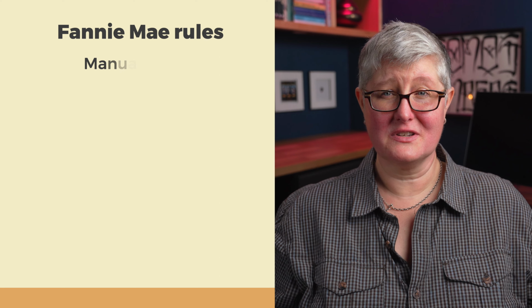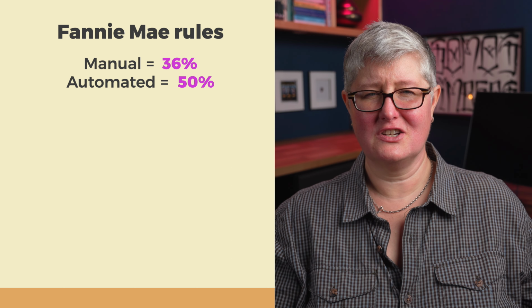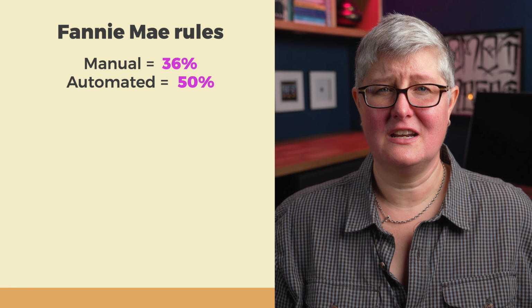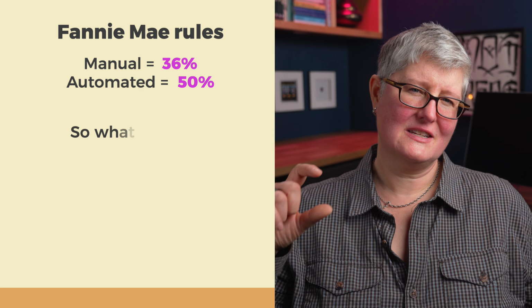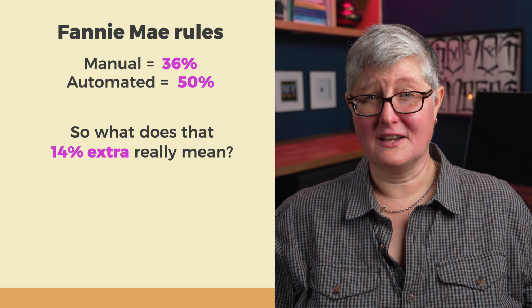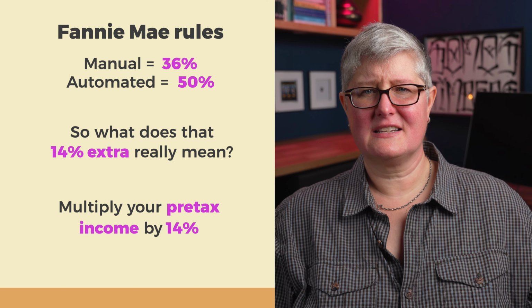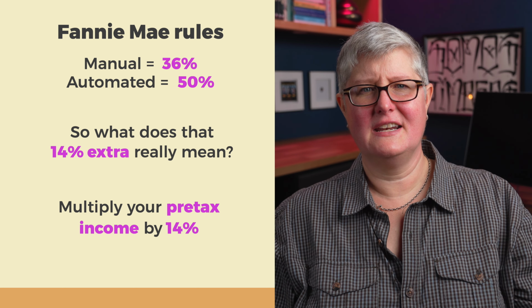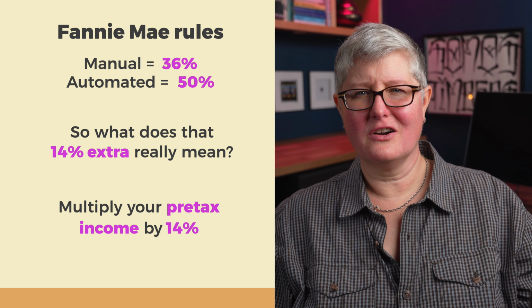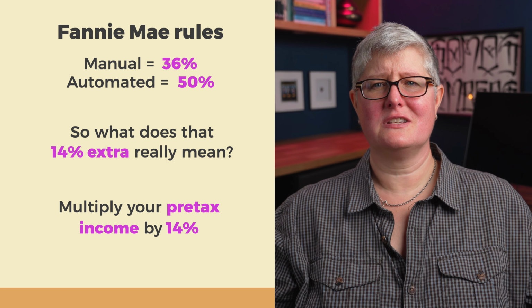So how do these differences in DTI actually look in the real world? Well, Fannie Mae rules allow 36% DTI for manually underwritten mortgages, but basically 50% using automated underwriting. So what does that extra 14% of wiggle room mean in your house hunt? The math is pretty simple. Multiply your pre-tax income by 14%, and that's how much bigger your house payment could be using automated versus manual underwriting.